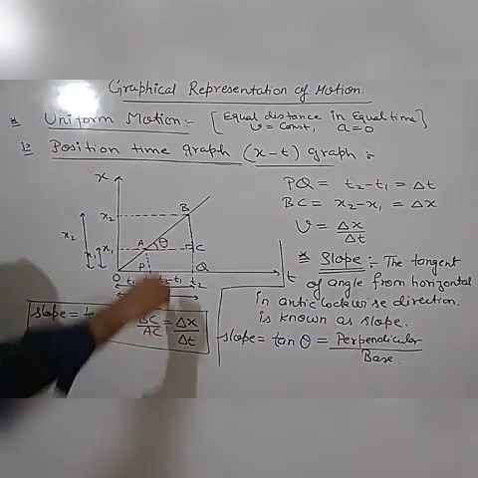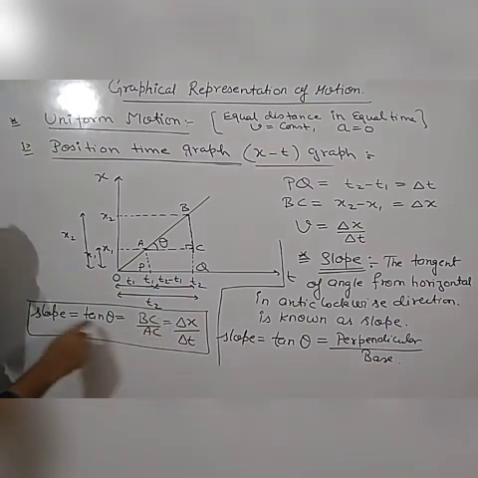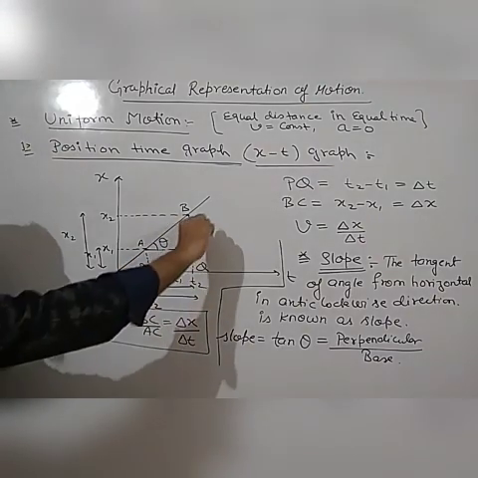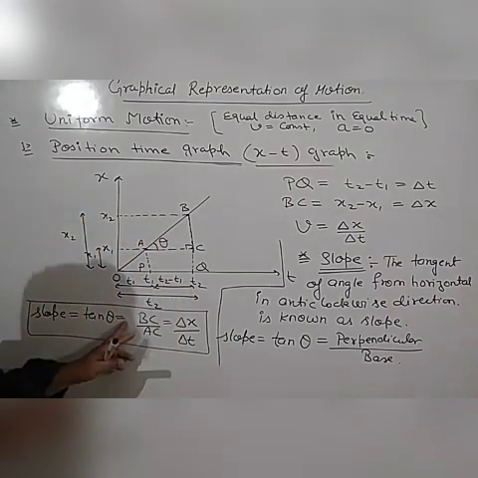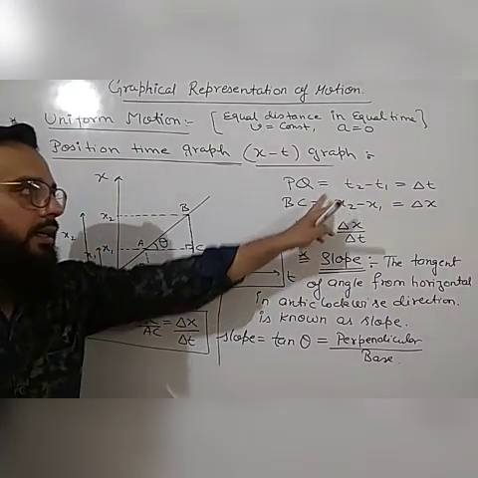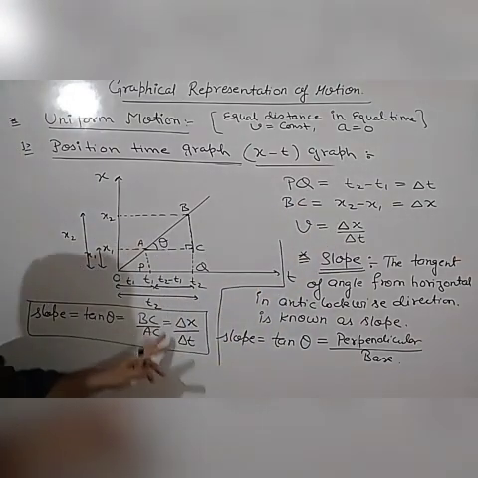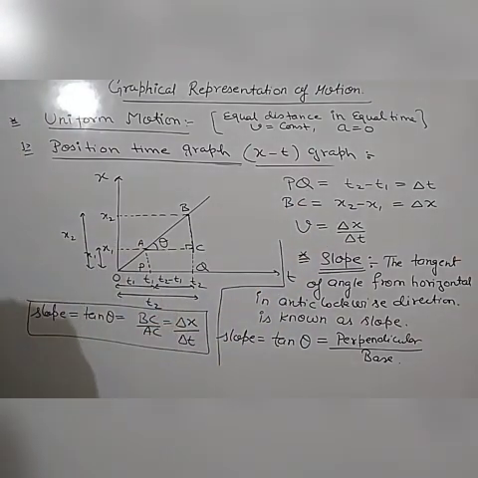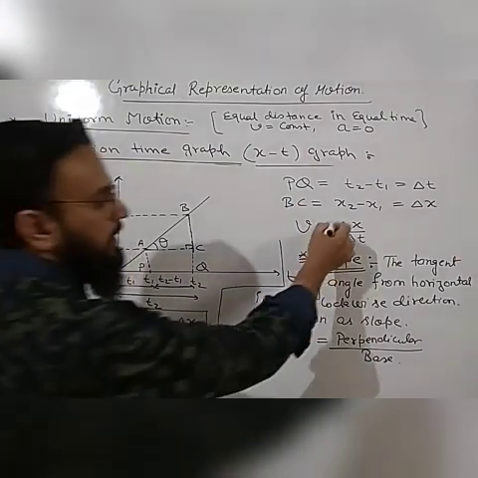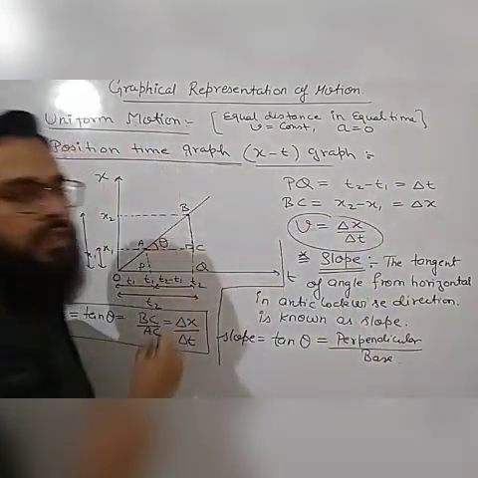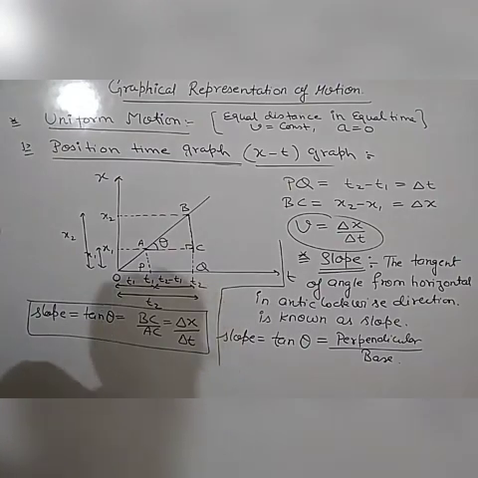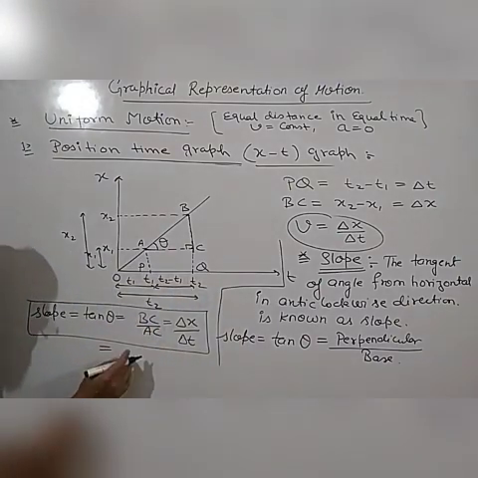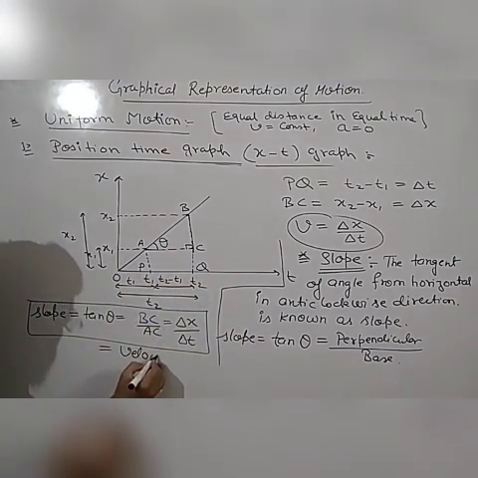Now, if you find the value of this perpendicular upon base, then for triangle ABC, perpendicular is BC and base is AC. And the value of BC is delta X and value of PQ is delta T. So it is written as delta X upon delta T. And what is delta X upon delta T? Delta X upon delta T represents velocity.